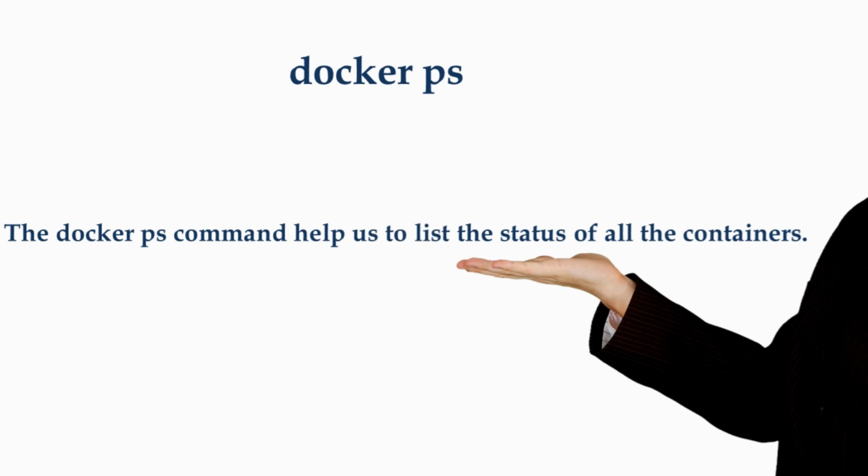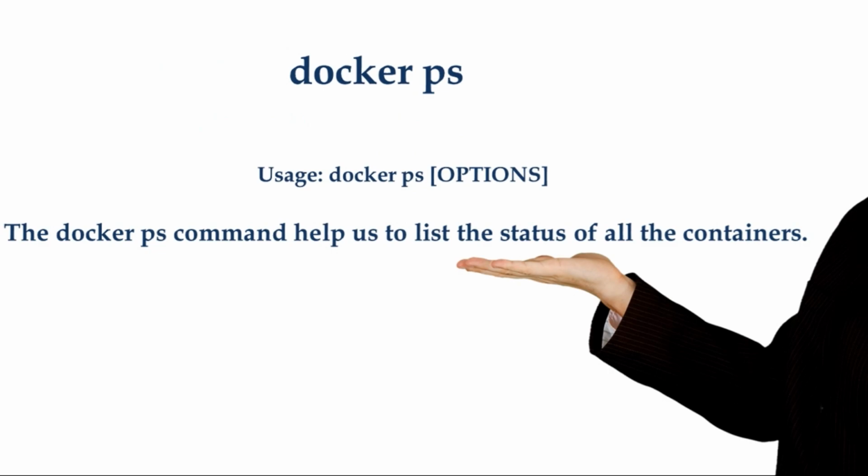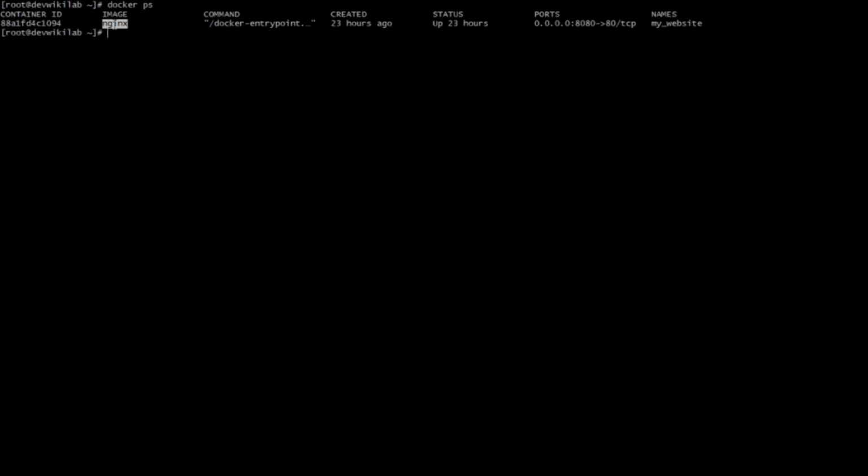The docker ps command helps us to list the status of all the containers. Usage: docker ps [options]. To list all the running docker containers, type docker ps. As you can see, there is only one container, nginx, running right now.